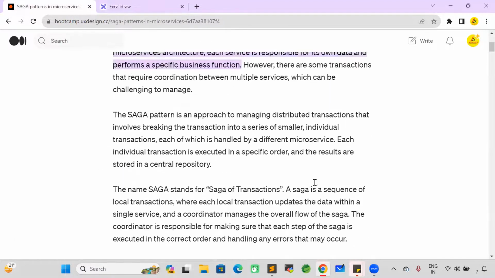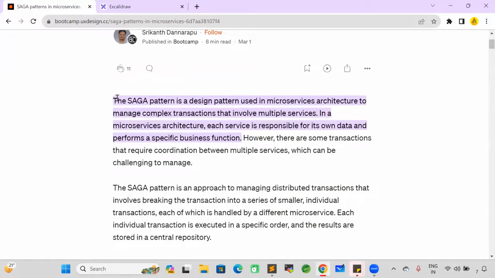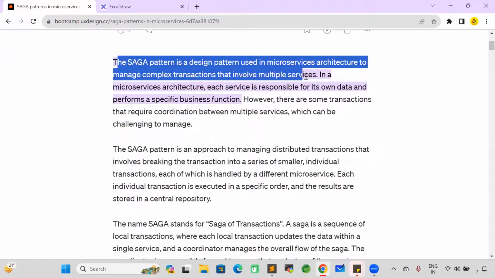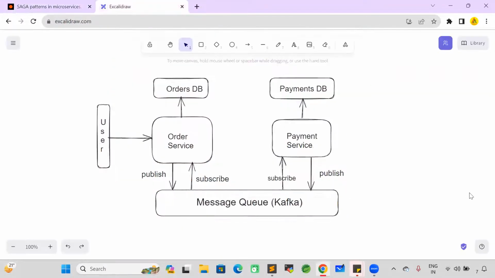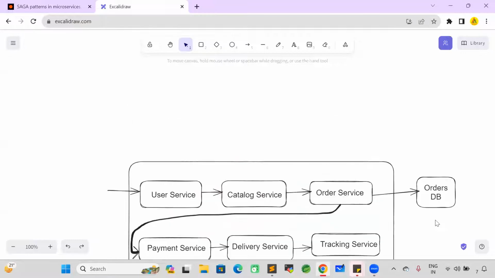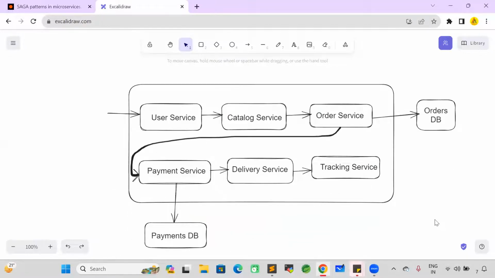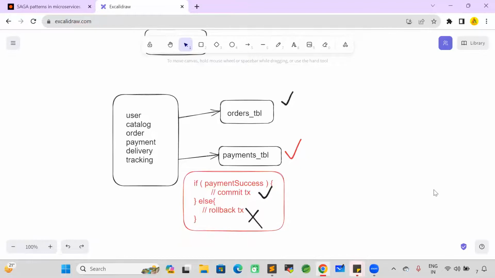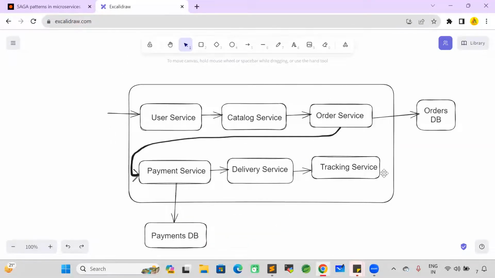What is a SAGA? SAGA is a design pattern which is used in the microservices architecture to manage complex transactions that involve multiple services. In the microservices architecture, as we discussed, multiple services will be available to perform the operation. Every microservice is responsible to perform some operation. Every microservice will maintain its own table and will perform a separate action.